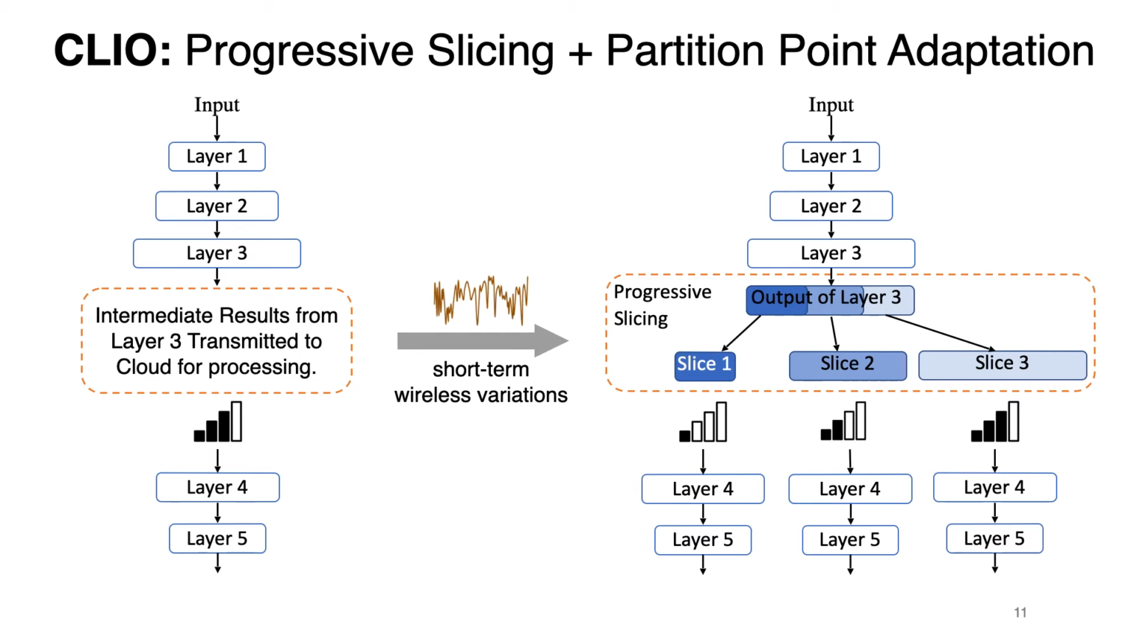CLIO enables the model to learn ordered feature maps, which we call progressive slicing, so that the feature maps can be transmitted in a progressive manner. You can see the example on the right.